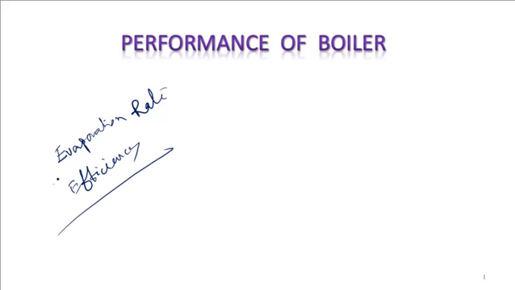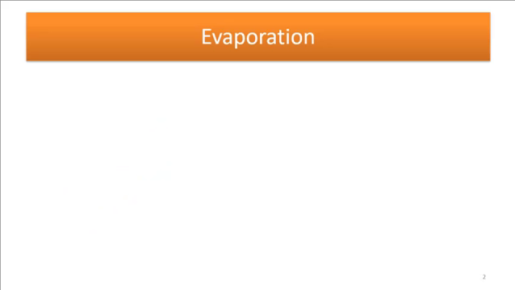Boiler performance is represented by evaporation rate and the efficiency of the boiler. With these two criteria, for efficiency we need the amount of heat input by burning fuel, and efficiency is the rate of heat transfer from the heat produced by the fuel burning to the steam. That means how much heat is absorbed by the steam. Now evaporation.